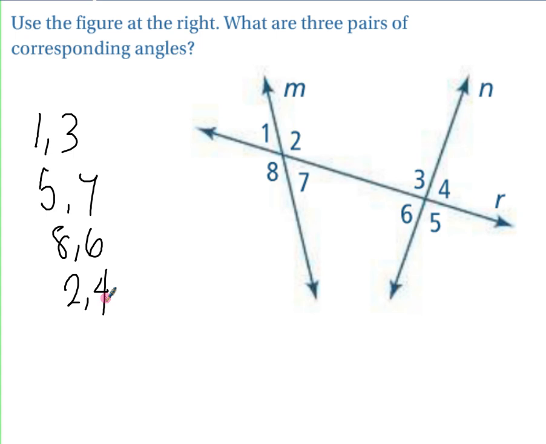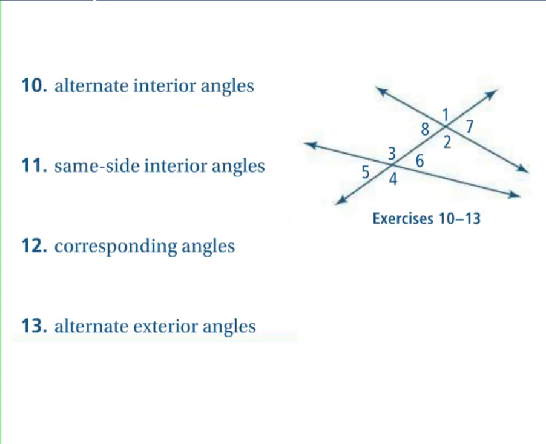1 and 3 kind of match up. If I were to take this chunk right here and overlap it over that M line, 3 and 1 would line up, 2 and 4 would line up, 8 and 6, and then 5 and 7. Okay. I want you to do 10, 11, 12, and 13.